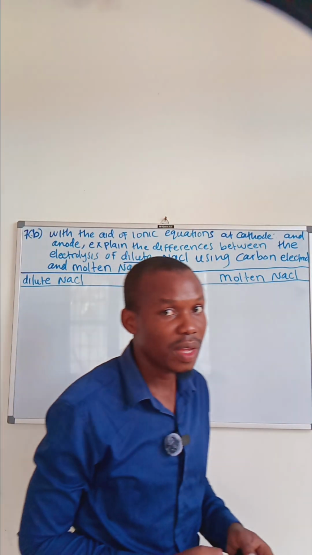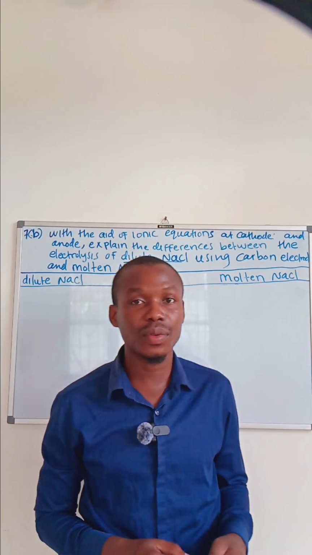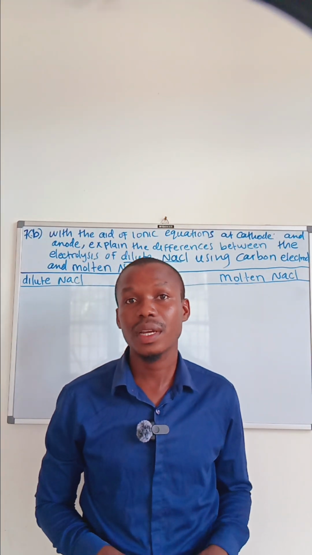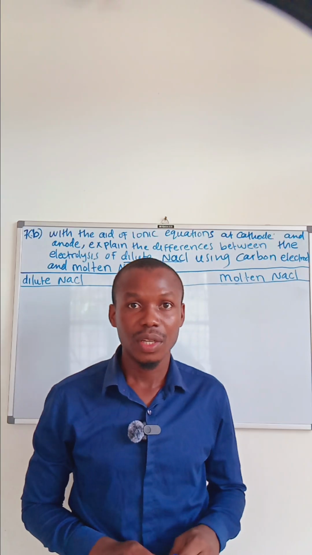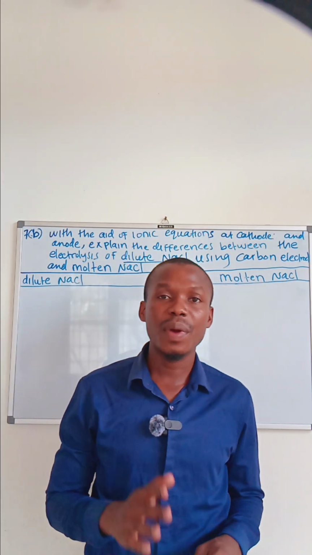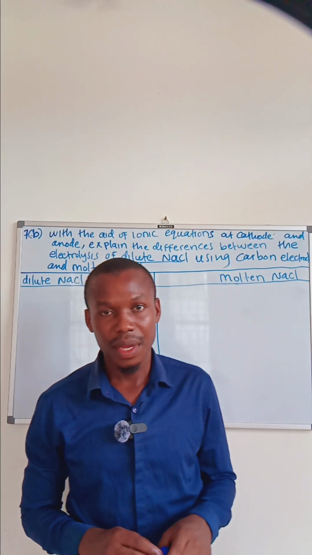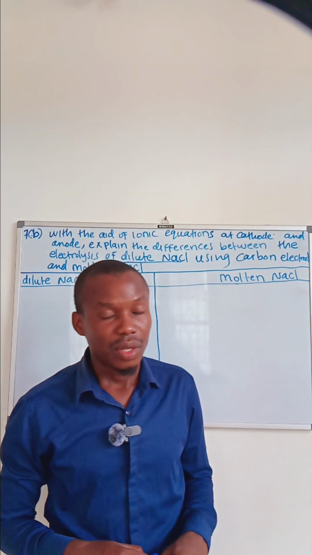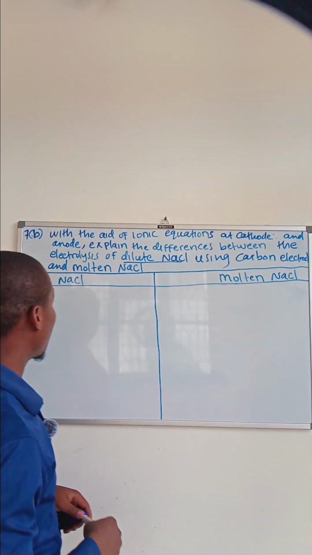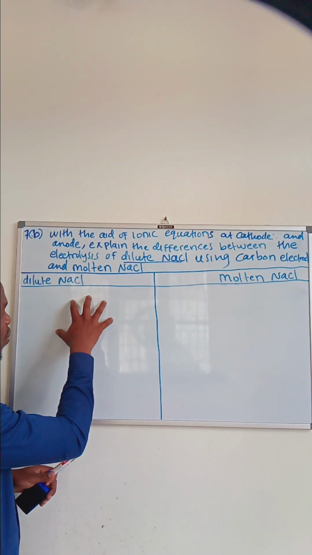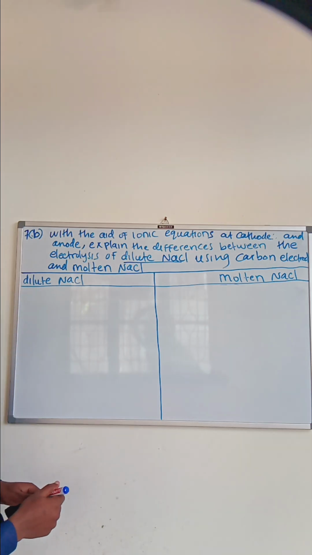So we have electrolysis of molten sodium chloride and dilute sodium chloride using carbon electrodes. In order to solve this question, you must be good in the mechanisms of electrolysis. So let's solve this question. Before writing the differences, let me remind you about this mechanism.